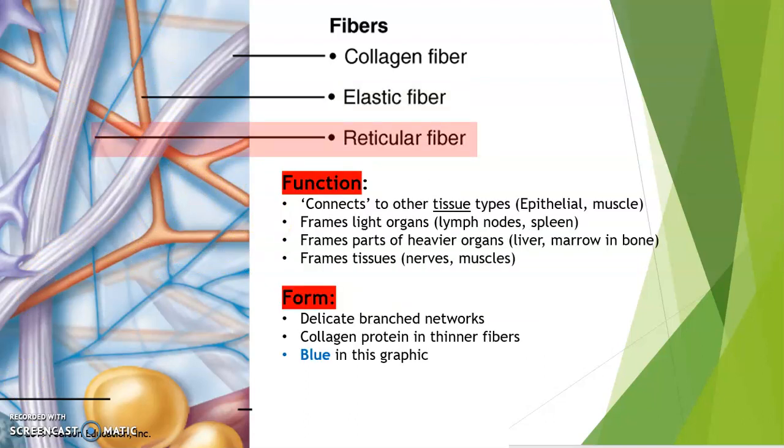When it comes to reticular fibers in connective tissue, these connect to other tissue types. These are the blue ones you see here. They're not as thick, and they're not connecting heavy materials. They're connecting tissues. They can frame light organs to provide a kind of skeleton to things that are light, like lymph nodes or the spleen. They can frame parts of heavier organs, like parts of the liver and the marrow within bone. They can frame some light tissues like nervous tissue and lighter muscles. The form that follows this function is delicately branched networks of these blue fibers. They are made up of collagen protein, that is collagen in much thinner networks. They're blue in this graphic.